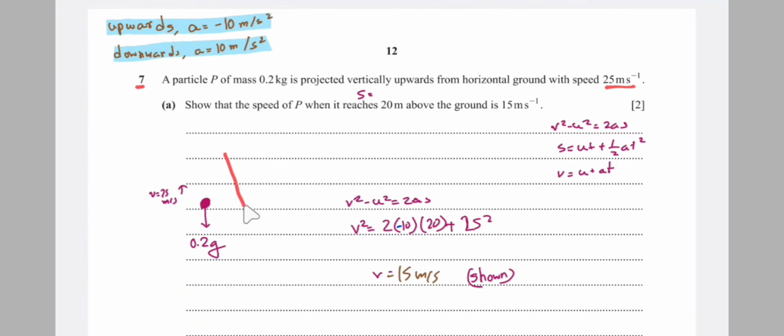So when it reaches 20 meters above the ground, we need to show that it has a speed of 15 meters per second. So we need to find the final speed. We can use any of these equations. So v squared minus u squared is equal to 2as, and we need to find the final value of v. We know the initial velocity, that is 25 meters per second, and s, we know the value of distance, that is 20 meters, or the displacement, that is 20 meters.